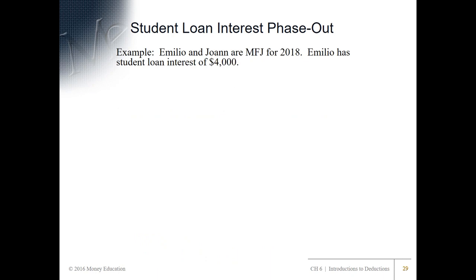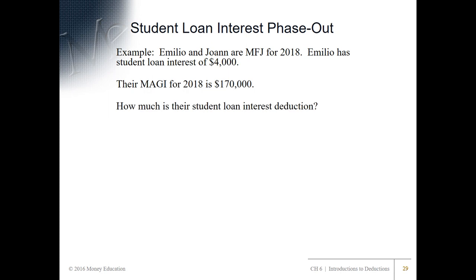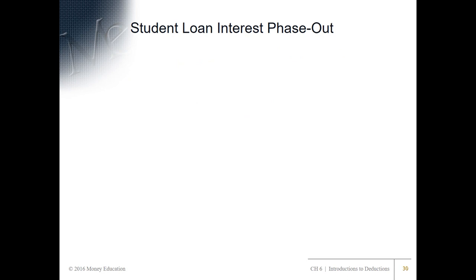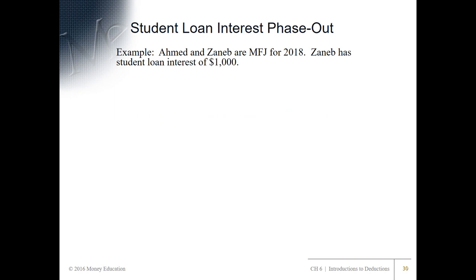Another example, Emilio and Joanne are married filing joint for 2018. Emilio has student loan interest of $4,000. Their MAGI is $170,000. How much is their student loan interest deduction? Nothing. They're over the limit. They get no interest deduction for that at all for the $4,000 student loan interest they paid.